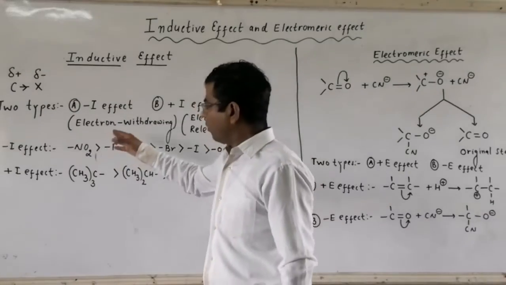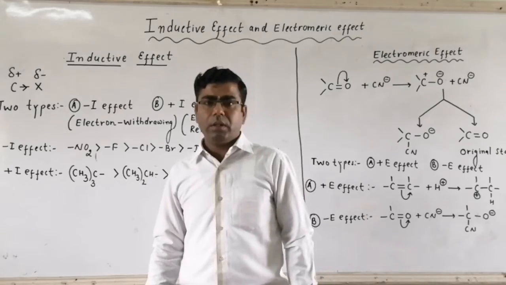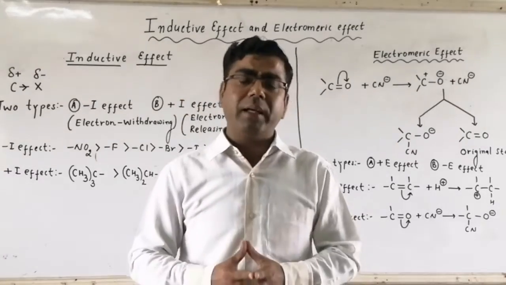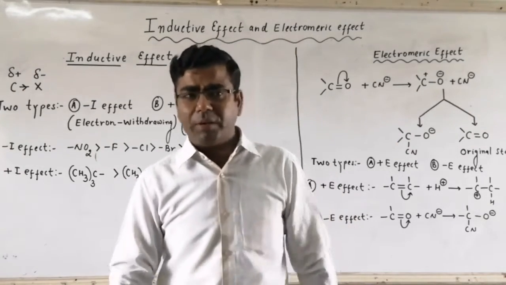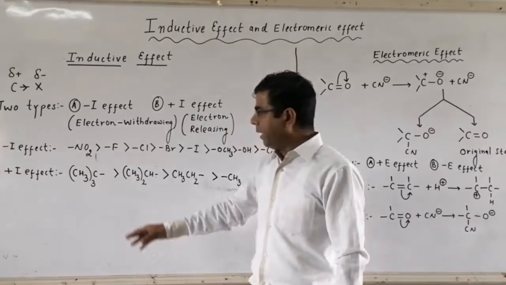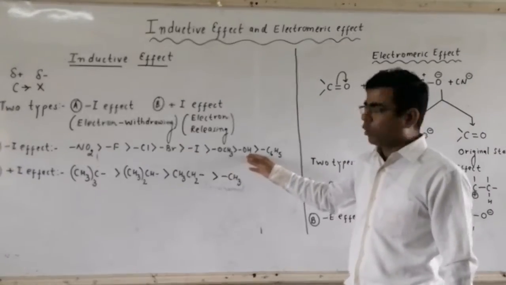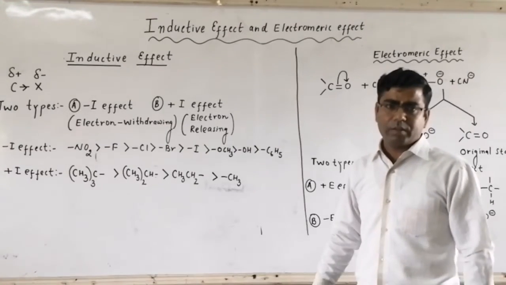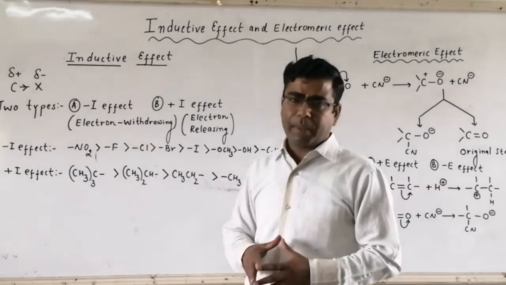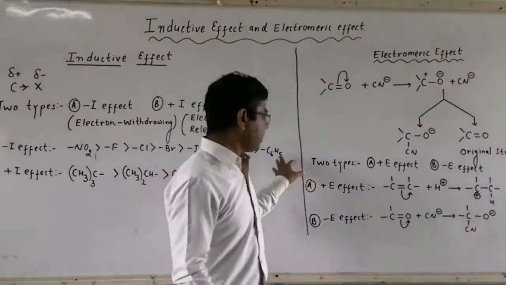Now here, if we talk about minus I effect, then NO2 group is the group which exerts maximum minus I effect due to presence of three electronegative elements. One is nitrogen and two is oxygen, followed by fluorine, chlorine, bromine, iodine. Then we are having methoxy group, then we are having OH group, and here is your phenyl ring. When from benzene one H is replaced, we get phenyl group. So phenyl group also exerts minus I effect.